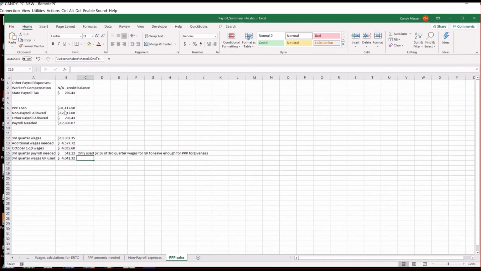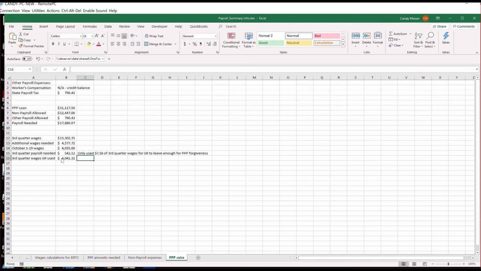So the non-payroll allowed, again from my calculation before, was $12,447. The payroll allowed, that's non-wage, is the $790.43. So the actual wages that I needed in the period of July 1st through the end of the covered period was $17,880.07. The third quarter wages that we're going to be using is the $13,302.35. So we needed an additional wages of the $4,577.72. October 1st through 19th wages was the $4,035.60. So what we wanted from the third quarter was basically we needed another $542.12.